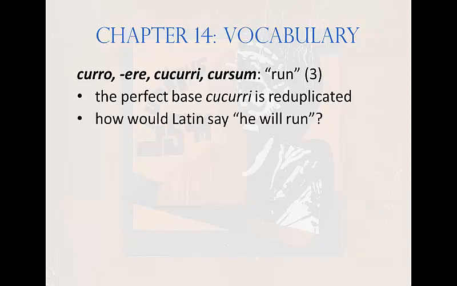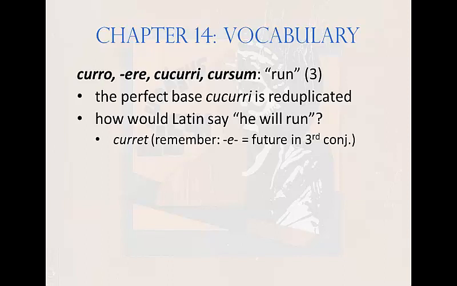So, how would Latin say, he will run? Well, you wouldn't use the perfect, would you? So you'd use the present base, but how do you form the future in third conjugation? I know it's something evil. What is it? Evil. Evil! It's an E. That's right. It would be curret. Congratulations, stud. You got it right. Now put your hand down.